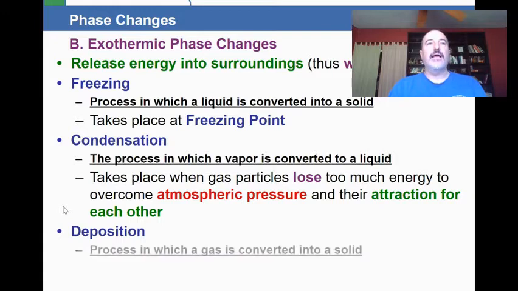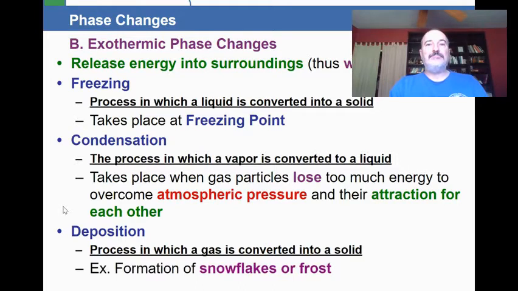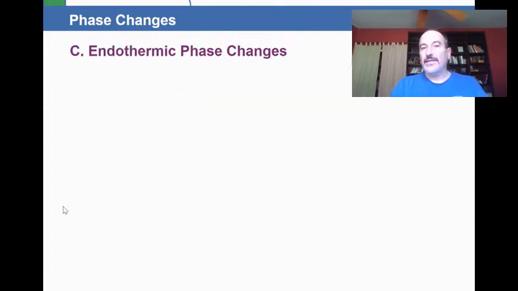Now, there's one other one called deposition. Now, this occurs when a gas skips the liquid stage and goes directly to a solid. This occurs, for example, with carbon dioxide. You take carbon dioxide and you cool it off, it will actually freeze into dry ice, okay? Also, this occurs with snow forming up in the upper atmosphere or when frost occurs when it gets really cold. All right, under normal atmospheric conditions, we tend to have liquid water, but not always.